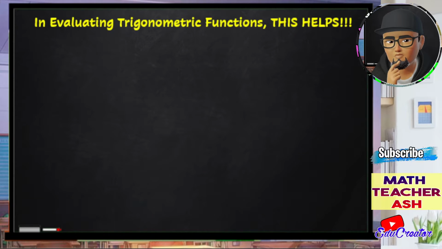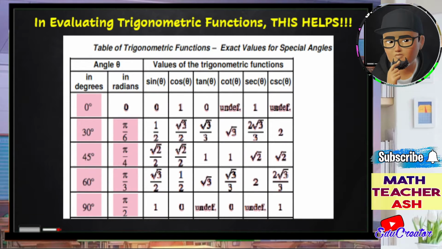Alright, so in evaluating functions or trigonometric functions in particular, we need to consider this table. As you can see, we have here the angles in degrees and angles in radians. So angles can be expressed into two things, the degrees and the radians. For degrees, we could consider the special angles. We have the 0, 30, 45, 60, and 90. These are known as special angles because we can derive certain values if this is incorporated with trigonometric functions.